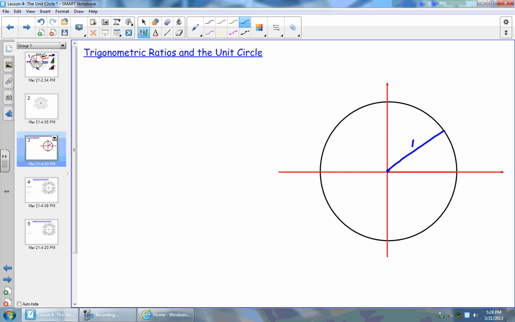So before we do that, I want to create a right angle triangle here. So let's say this terminal arm intersects the unit circle at a point (x, y). And using that point, I can create a right angle triangle. So if I drop a vertical line from that point, I have a right angle triangle. So this side right here is going to be along the x-axis, so we could denote it as x. And this side, the vertical side, we can denote it as y. Okay, so using those side lengths, we're going to define the trig ratios.